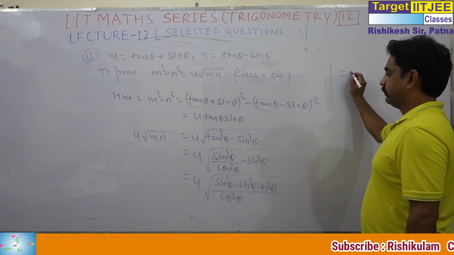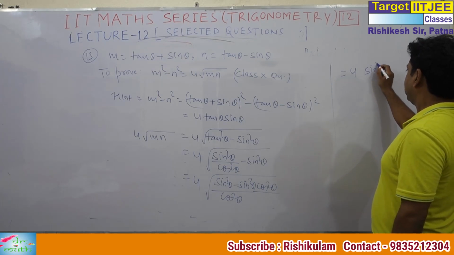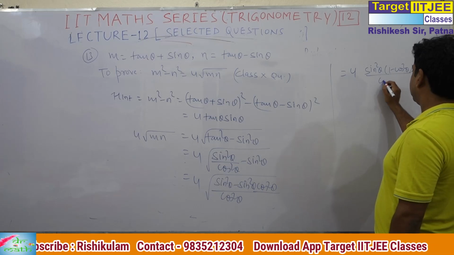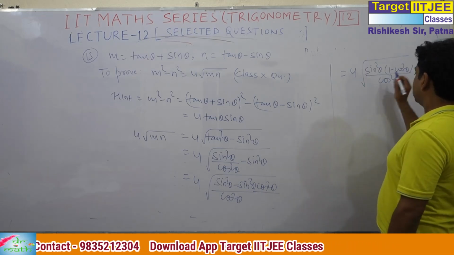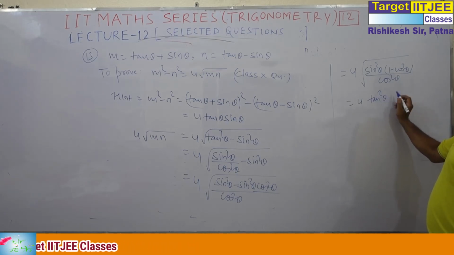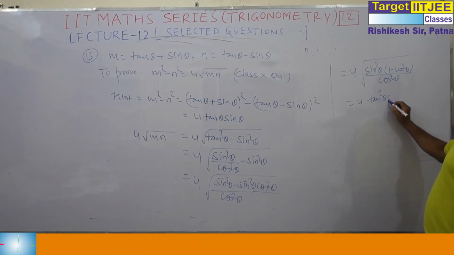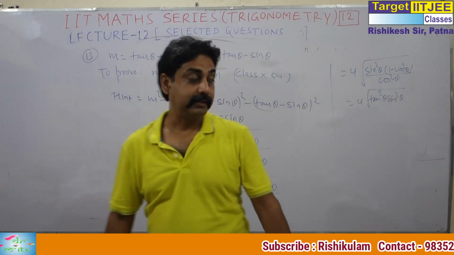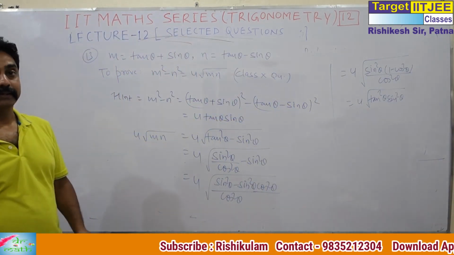See, almost done, this small question. 1 minus cos square theta upon cos square theta. This is sin square theta by cos square theta, tan square theta, and this is sin square theta by root over. So this is tan theta into sin theta.